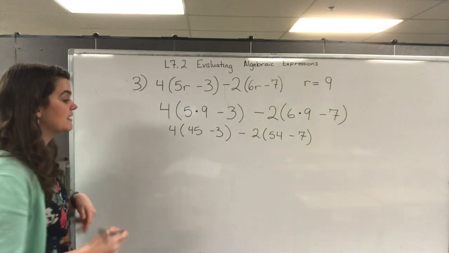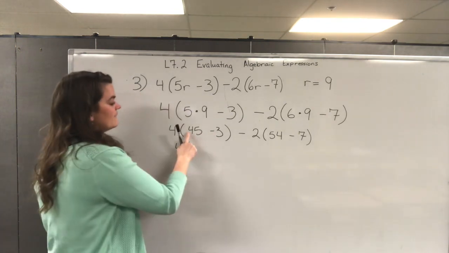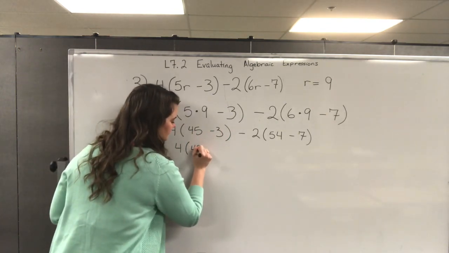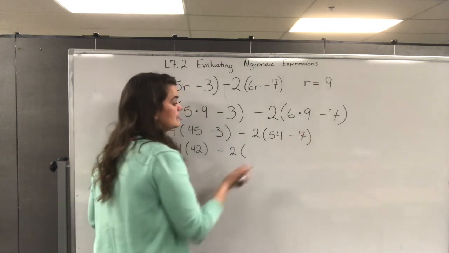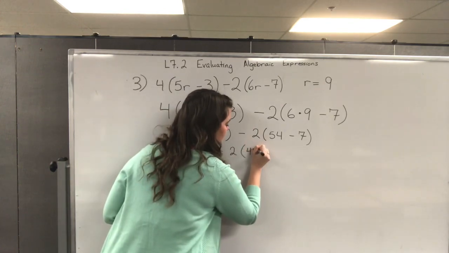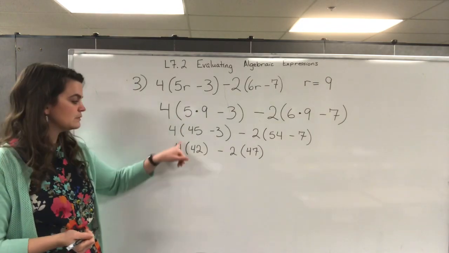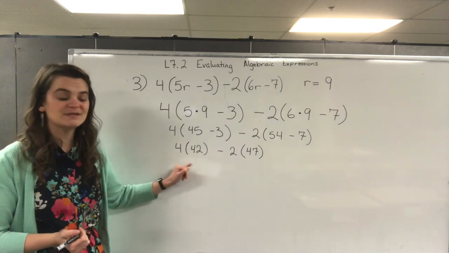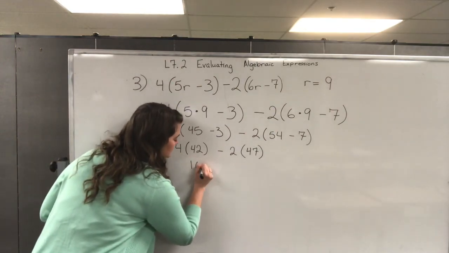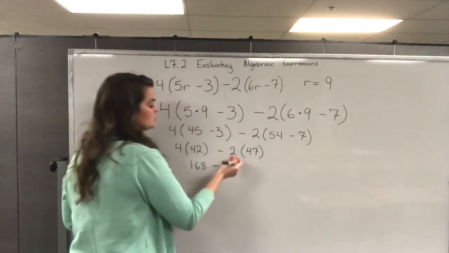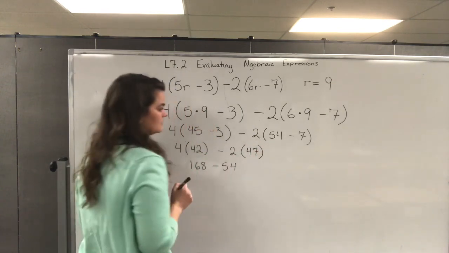I still have parentheses, I'm not done. So 4, and we can put parentheses around it, 45 minus 3 is 42. Minus 2 parentheses 54 minus 7 is 47 parentheses. Okay, remember, if we have numbers next to parentheses and there's no symbol in between them, we do multiplication. So now we need to do 4 times 42, which equals 168, minus 2 times 47, which equals 54.